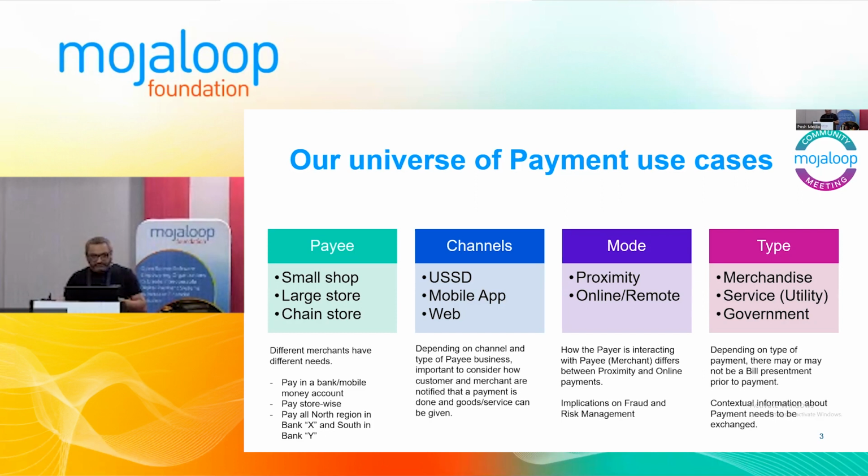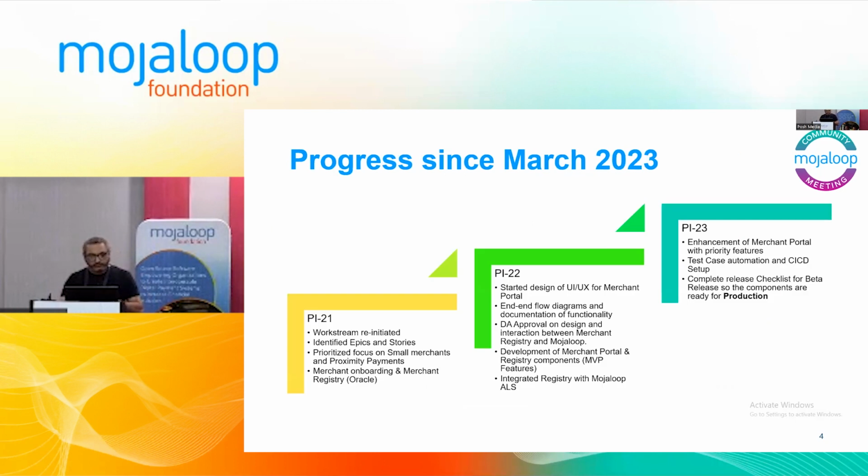So all these aspects we considered while creating a design for a merchant onboarding platform and a merchant registry. In PI 21, this work was started. All of this work was divided into epics and stories, and we prioritized our focus first on dealing with small merchants and proximity payments. So out of all those variations which I just talked about, we initially put down our focus on small merchants and proximity payments, a simple customer being able to pay using USSD.